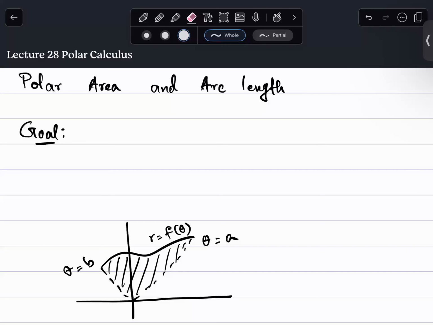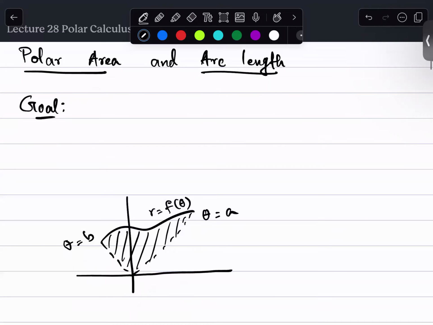Hi all, so this is lecture 28 of ME221 and today we'll be discussing polar calculus. The two things that I'll discuss are polar area, how to calculate that, and how to calculate the arc lengths of a given polar equation.